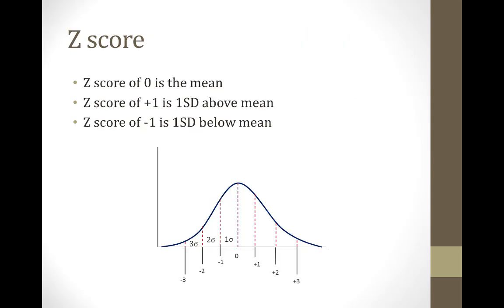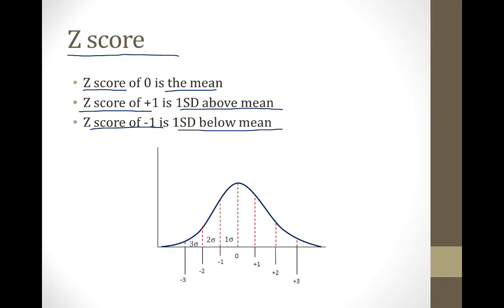The next dispersion measure is the z-score, and the z-score is very simple. It's equal to the number of standard deviations you are away from the mean. So if a sample has a z-score of 0, that sample is equal to the mean. If the sample has a z-score of +1, it's 1 standard deviation above the mean, and if it has a z-score of -1, it's 1 standard deviation below the mean.